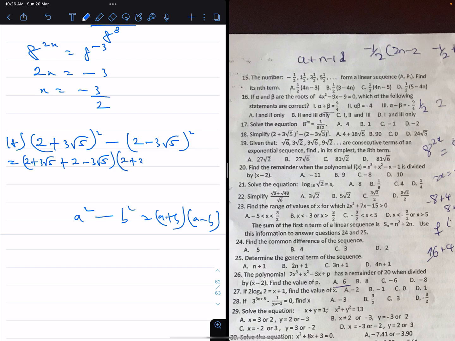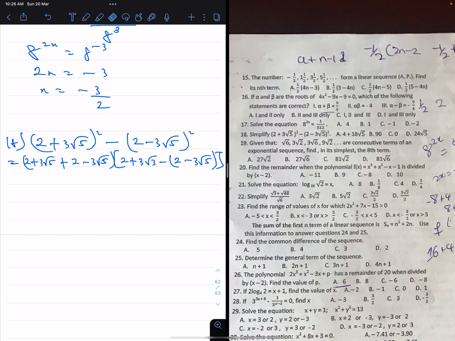A minus b. 2 plus 3 root 5. This one might be a little bit tricky because it's minus. So I'll say minus open bracket, 2 plus 3 root 5, this is a, and I want to write b now. Minus open bracket 2 minus 3 root 5, which is b. Do you understand? I hope you know why I did that.